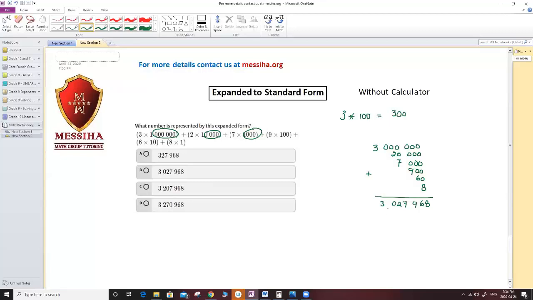So that means 3,027,968. So if I go through all this question, I need to make sure that I will not be confused between some numbers because they are matching together with small changes. So as you can see, question B, it's correct. 3,027,968, and this is the right answer.